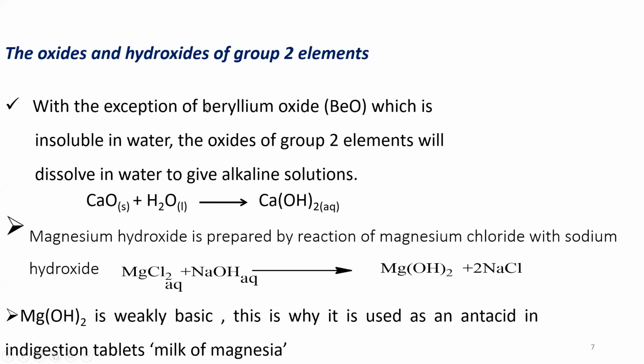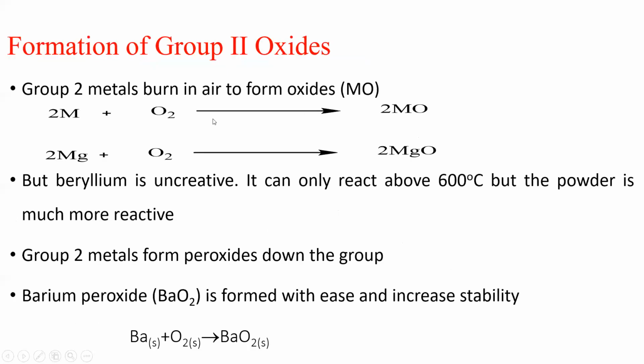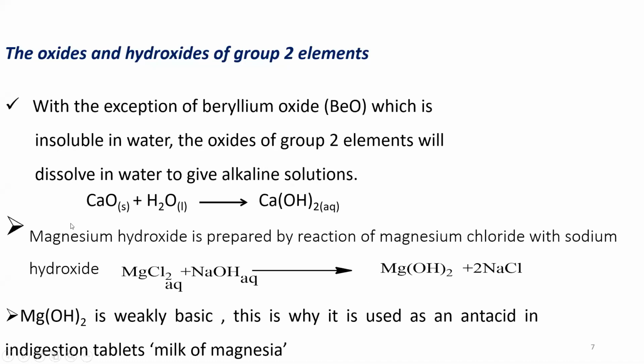So the group 2 oxide, which we already know is formed by a reaction of the metal with oxygen, can actually react with water to form hydroxide, which is an alkaline solution. But for magnesium hydroxide, magnesium oxide does not react with water.